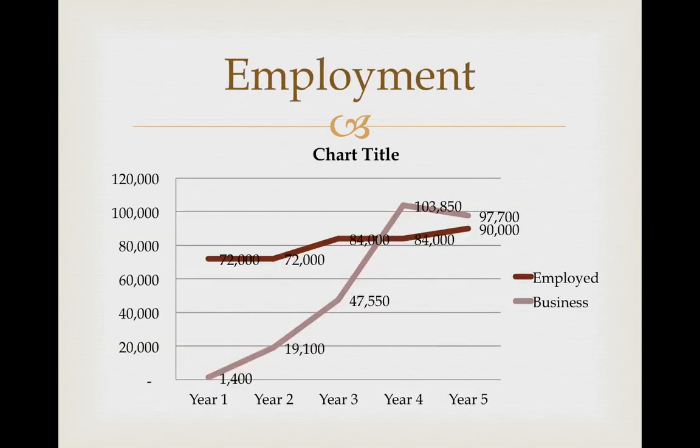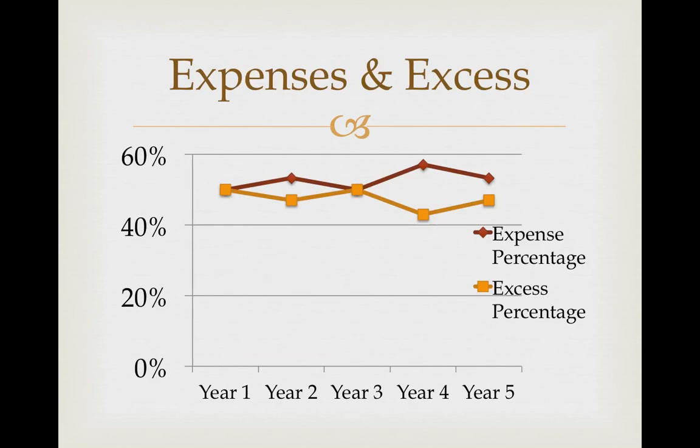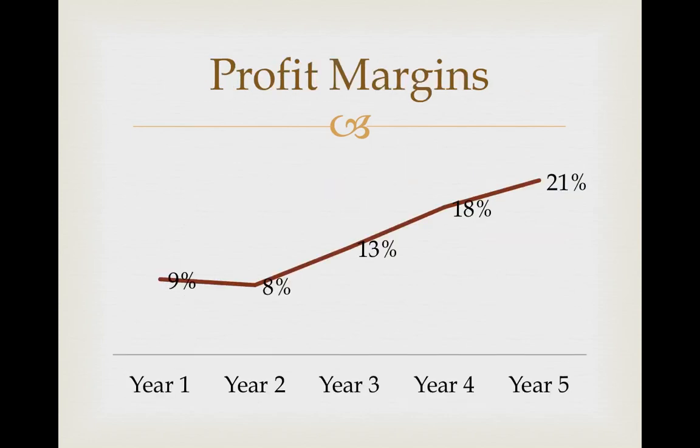Employment versus business. You can clearly see the business has better potential than being employed, with $103,850, whereas employment is just $90,000. Expenses and excess: there's always lesser excess than expenses when employed. Profit margin went from 8% in year 2 to 21% by year 5.